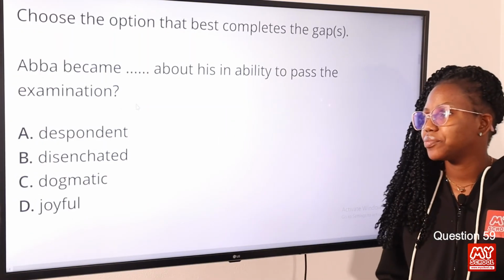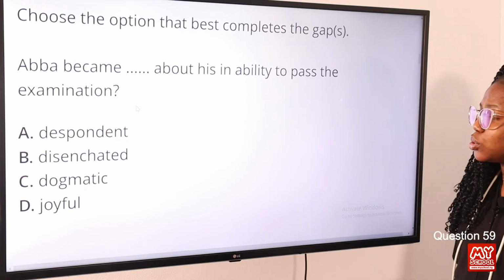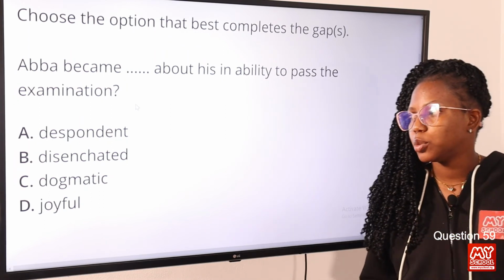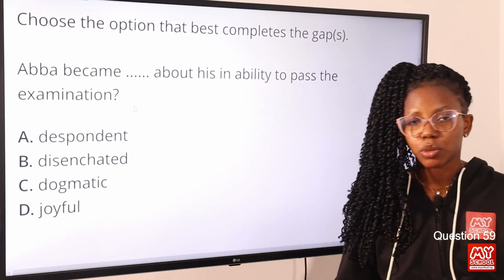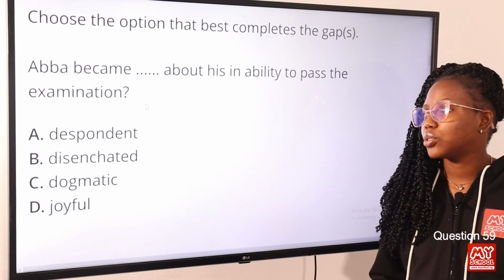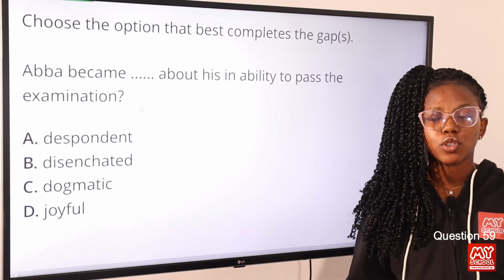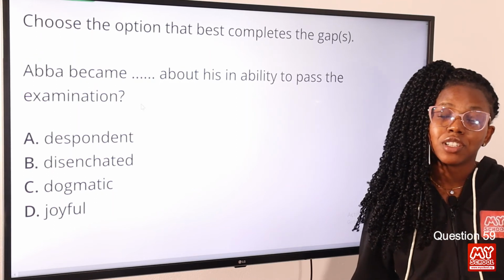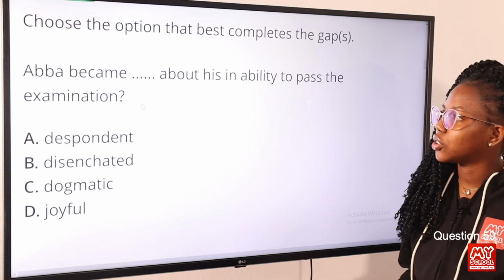Question 59. Abba became dash about his inability to pass the examination. Option A, despondent. Option B, disenchanted. Option C, dogmatic. Option D, joyful. The answer to this question is despondent, because despondent is to be low in spirit because of loss of courage. In other words, it means to be discouraged. So therefore, it's the answer to this question.